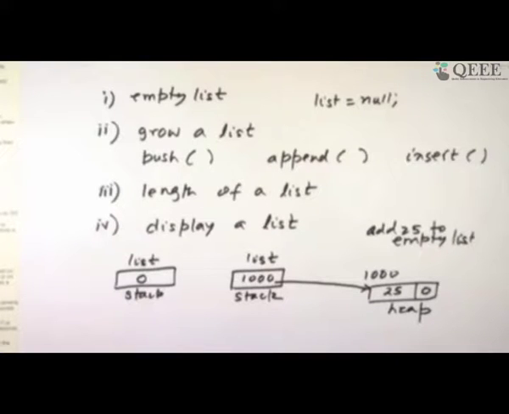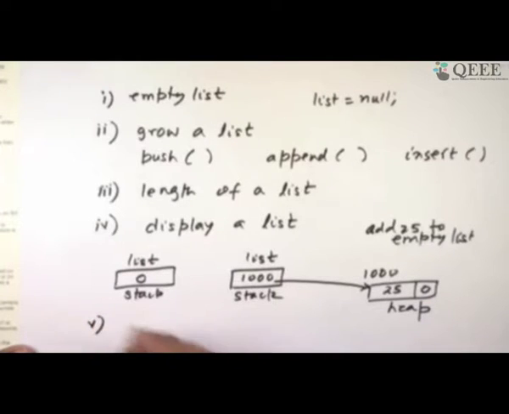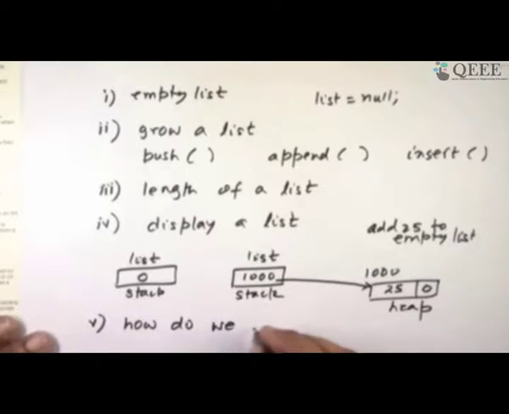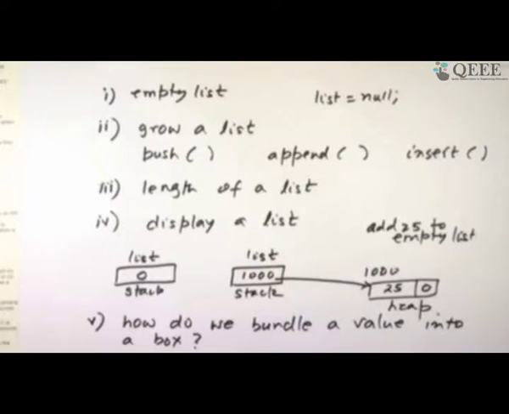Okay. So in order to do this, I need to create these things on the heap. So the other operation which I need is, how do I bundle a data value or an element of a list into a packet like what I have drawn, a value which is an integer or whatever, into a box. This is what I'm doing. I'm putting it in English only, because this box must come from the heap, right?